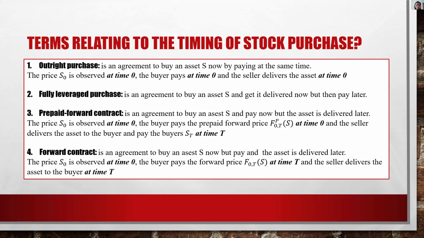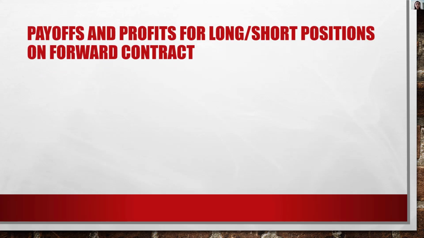The last contract is forward contract. It is an agreement to buy an asset S now but pay later, and the asset is delivered later. So at time zero, the price S naught is observed. The buyer pays the forward price F0,T(S) at time T, and the seller delivers the asset to the buyer at time T. So we have four different terms relating to the timing of stock purchase. And the interest of this lesson is how to calculate the prepaid forward price and how to calculate the forward price.